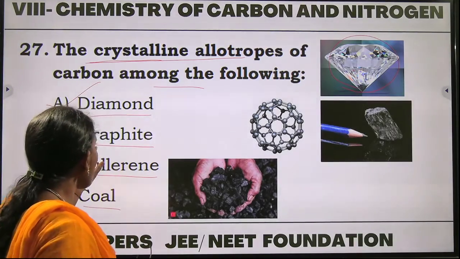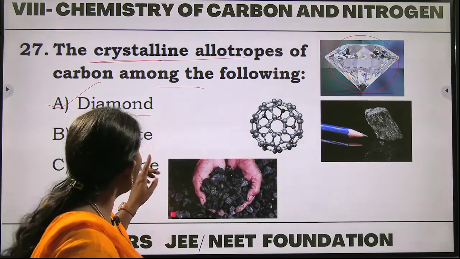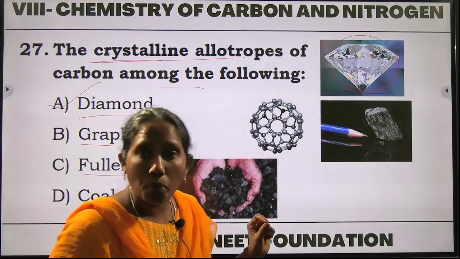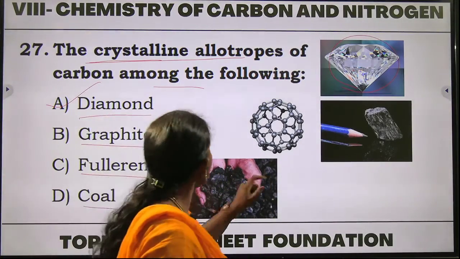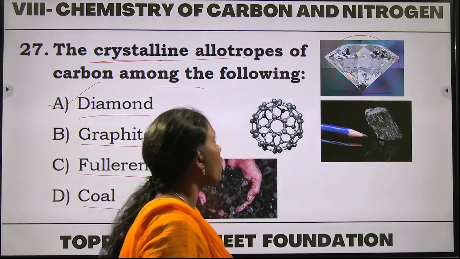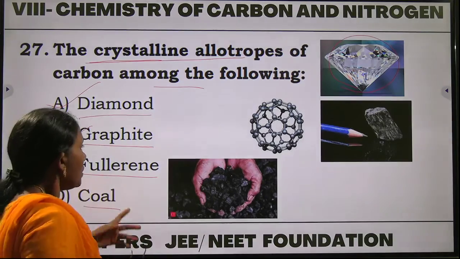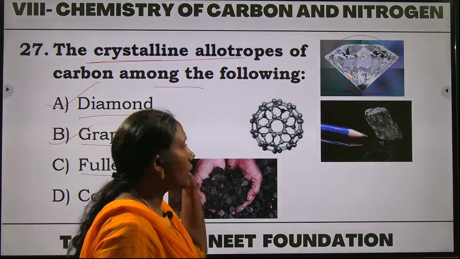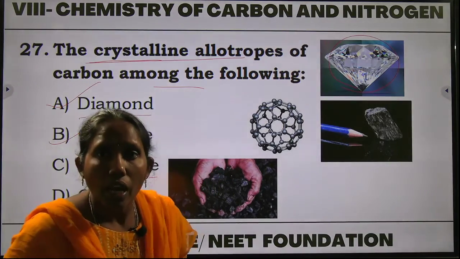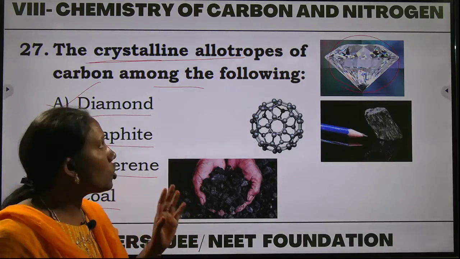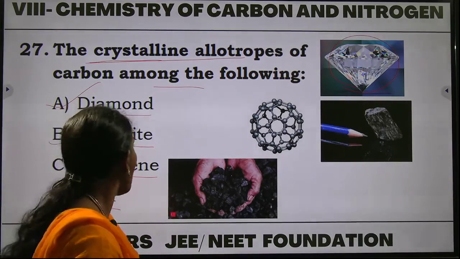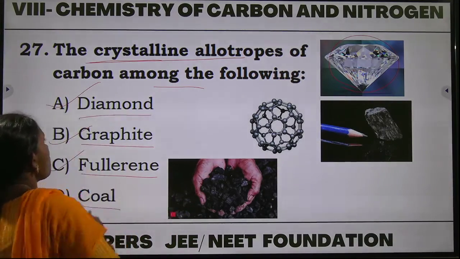Comes to the next option, he given graphite. Graphite is also one of the allotrope of the carbon, and also it is the crystalline form of the carbon, right? So we will go with the graphite. Next one, fullerenes. These are the fullerenes, and this is also allotrope of the carbon, and also it is also crystalline form of the carbon. So we will go with the C option also.